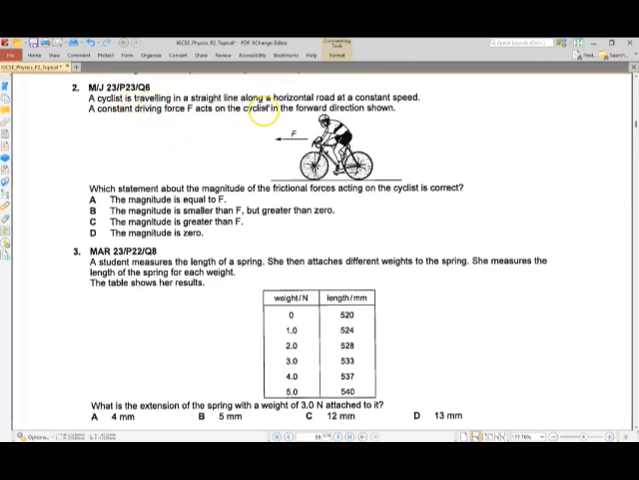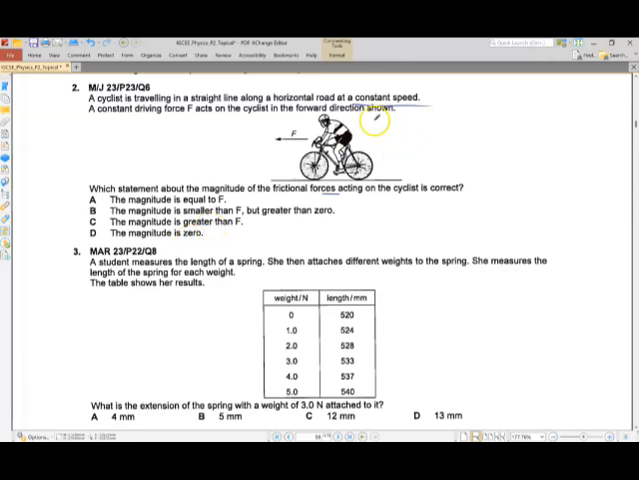A cyclist is traveling in a straight line along a horizontal road at a constant speed. The constant driving force F acts on the cyclist in the forward direction as shown. Which statement about the magnitude of the frictional forces acting on the cyclist is correct? The magnitude is equal to F. The magnitude is smaller than F but greater than 0. The magnitude is greater than F. The magnitude is 0.